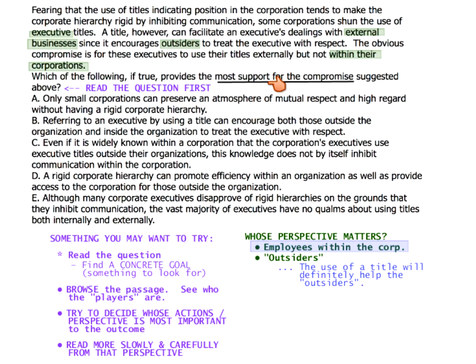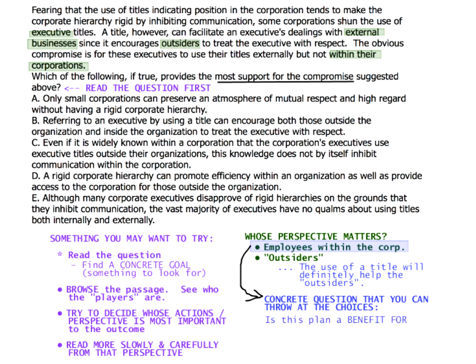So we need further support here. We need another reason from the standpoint of internal employees. Why else would it be good? So another thing that can help for you to do is to create a concrete question that you can toss at the answer choices, just so you can keep a goal in your head. So a concrete question that you can throw at the choices: is this plan a benefit for internal employees?